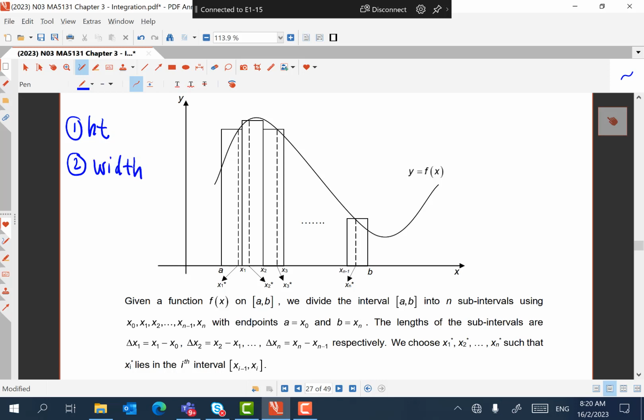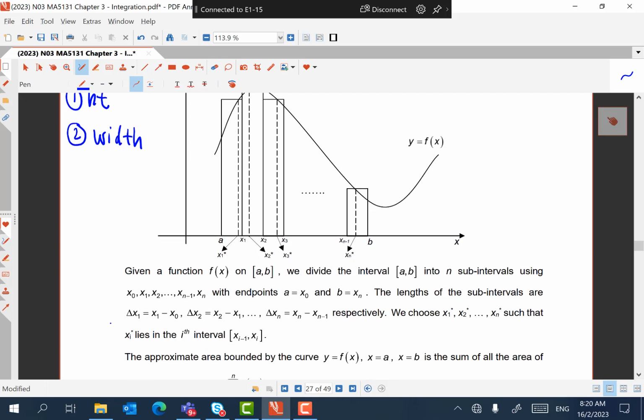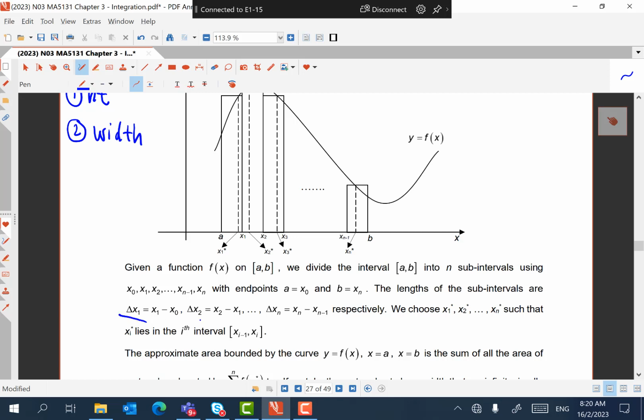The width may not be the same. The diagram is not obvious. The diagram has drawn all the widths as being the same, but actually, we are supposed to see that in this diagram, the width of the rectangles need not be the same. That's why in your notes you see a delta x1, a delta x2, a delta xn, to tell you that the delta x, or the width of the rectangles, is not identical throughout. So this diagram and the other diagram differ in two things: the height and the width.